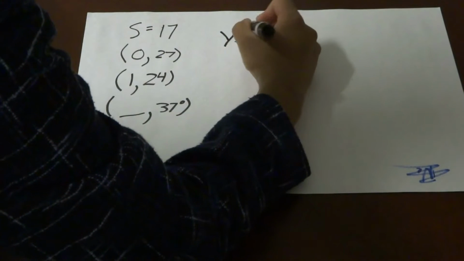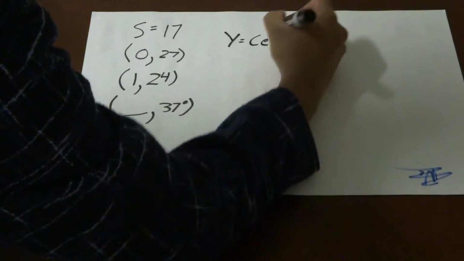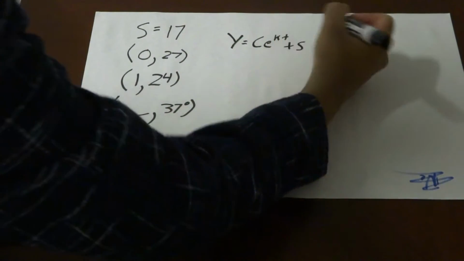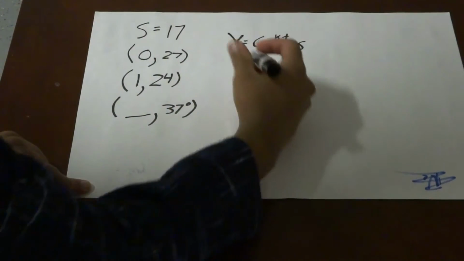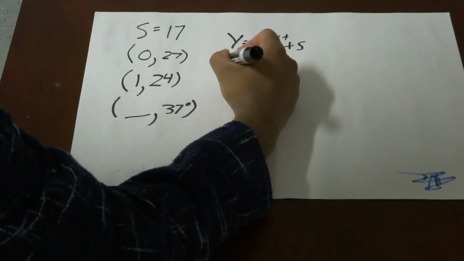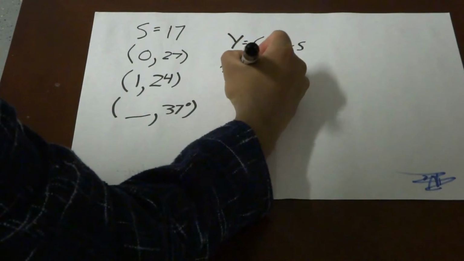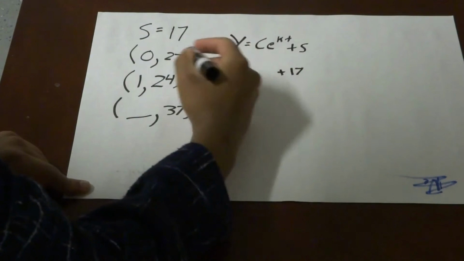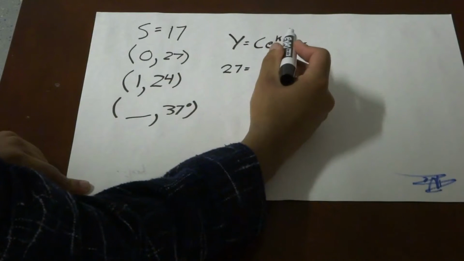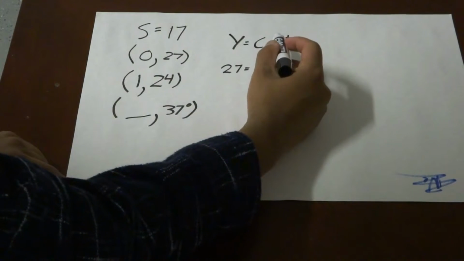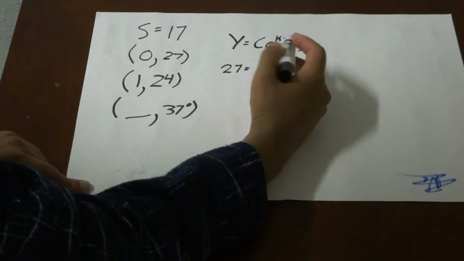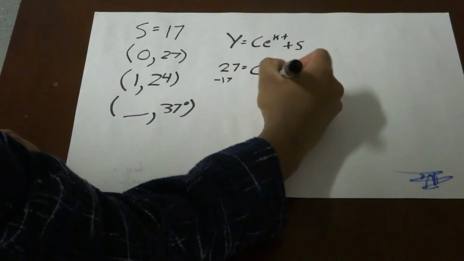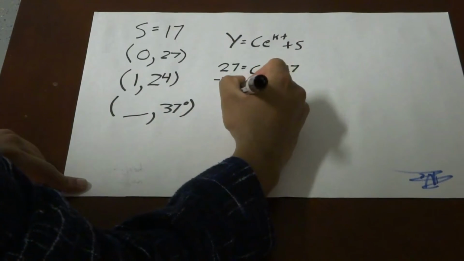y is equal to c multiplied by e to the power of k times t, plus s. We found the room temperature to be 17 degrees, and the y value here is 27. So this is 27 equals this plus 17. And since the 0 is our x value that's going to be plugged into t, that reduces e to the 0 to 1. So this is c plus 17. Subtracting 17 from both sides gets us c equals 10.